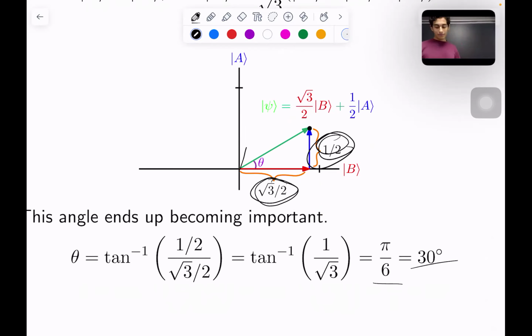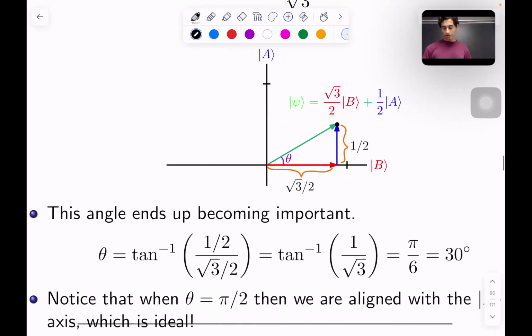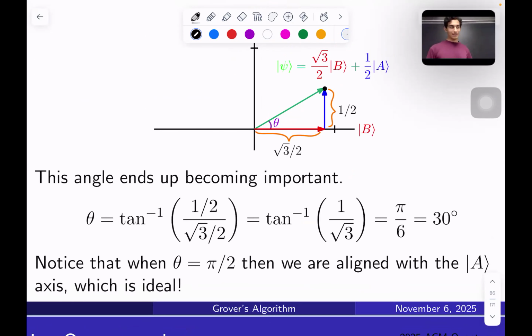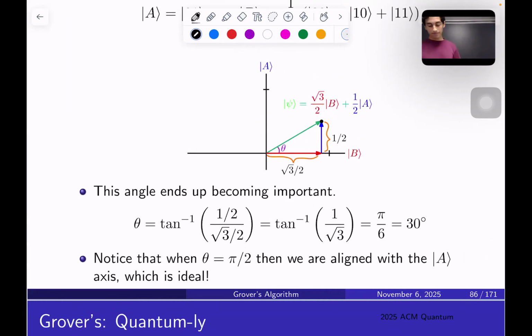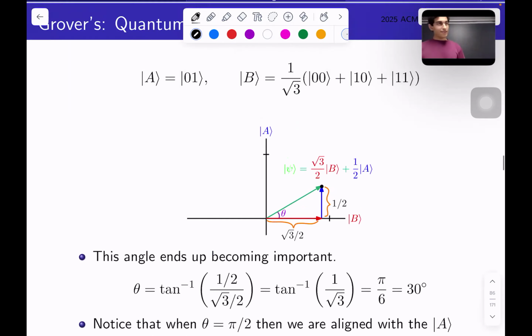Ideally, we want our vector to be very close to the a-axis to solve the problem. So this theta angle is going to approach pi over 2 radians, which is 90 degrees. Ideally, theta equals pi over 2. Then if we measure, we have a 100% probability of solving the problem. Usually that's not the case, though. Make sense? Questions?